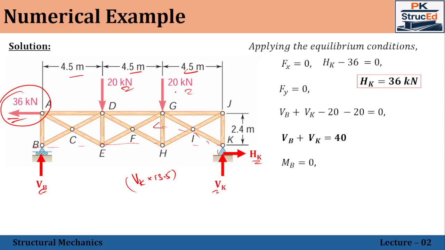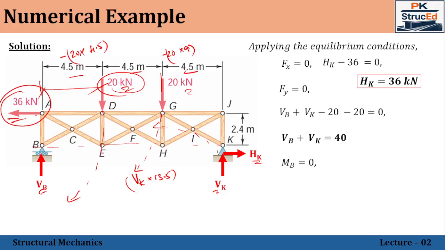Next, regarding this 20 kilonewton, this tends to rotate in the clockwise direction about the point B. So that value will be minus 20 into the distance from here to here, that is 4.5 plus 4.5, 9. Next, moving on with this 20 kilonewton force, this also tends to rotate in the clockwise direction about the point B. So that value will be minus 20 into the perpendicular distance, this one, that is 4.5 alone.